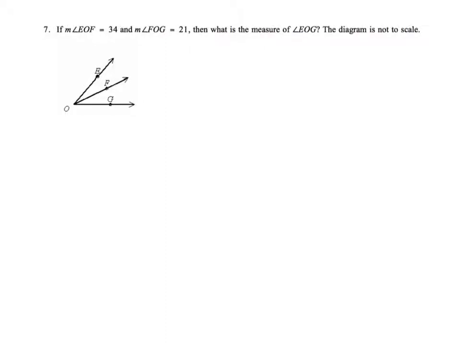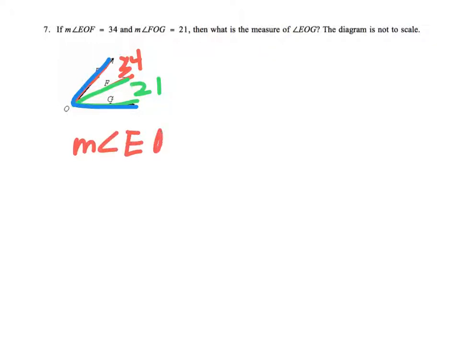All right, number 7 says, if the measure of EOF, which is this guy here, is 34, and the measure of FOG, which is this guy here, is 21, what is the measure of EOG? So for this one, I have the measure of the first one. And if I add to it the measure of the second one, the measure of angle FOG, together I get the whole thing, which is the measure of angle EOG.